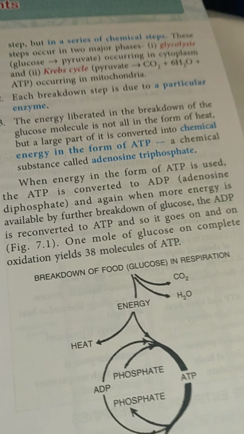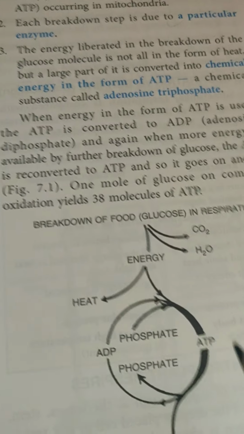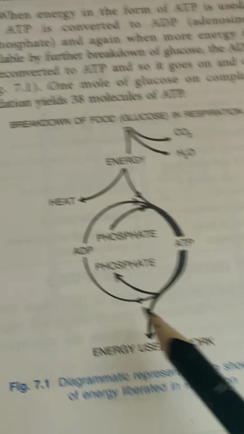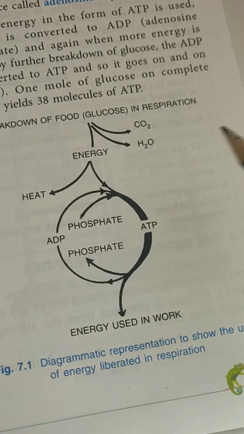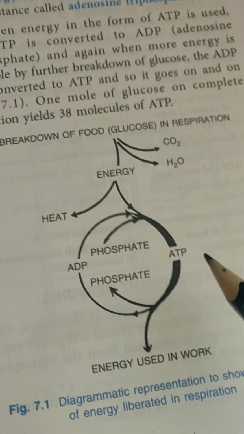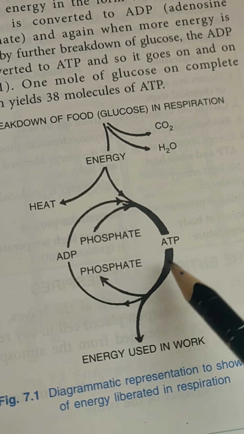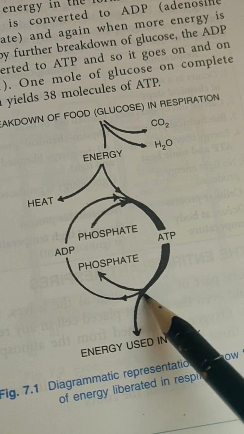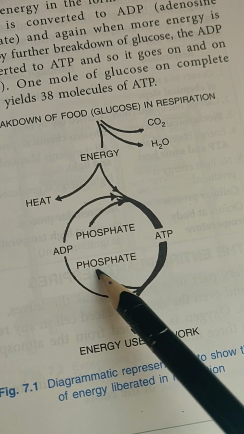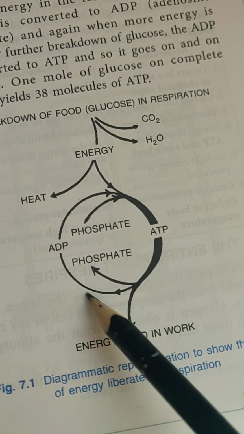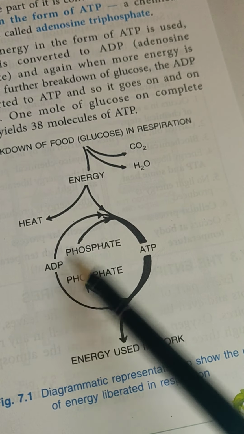Okay, so see this. This is a diagrammatic representation to show how energy is released during respiration. What happens is, ATP releases one phosphate molecule and gets converted into ADP.